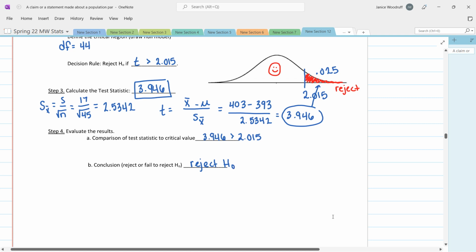Okay. Oh, let's do the p-value. So for the p-value here, since it's on the right, this would now be the lower limit, 3.946, an upper limit of 99, and then you have your degrees of freedom, 44.